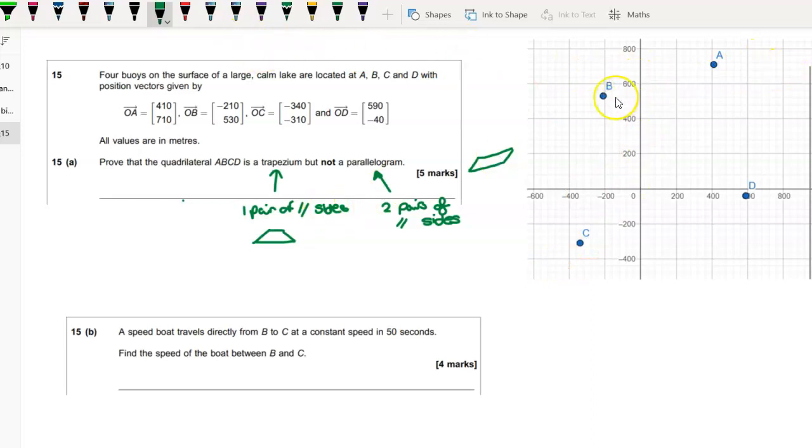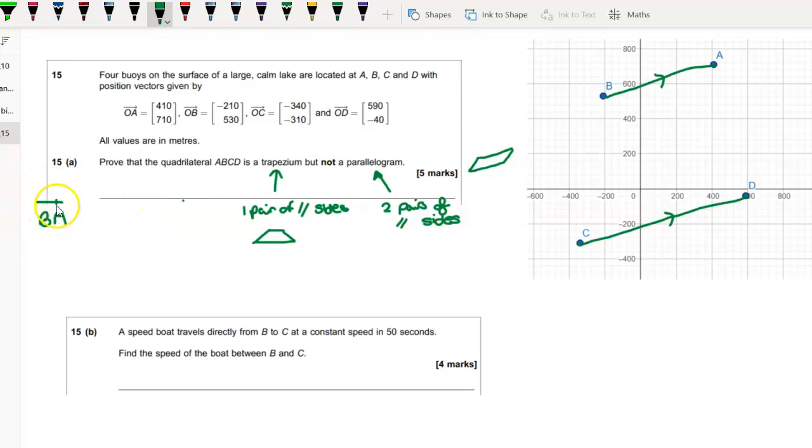So if this side here, BA, is parallel to that side there, CD, then the vector AB will be some multiple or other of CD. Okay? So we can either say B to A or C to D, D to C. It doesn't matter because we're looking at whether one is a multiple of the other. Right, so first of all, let's work out what BA is.